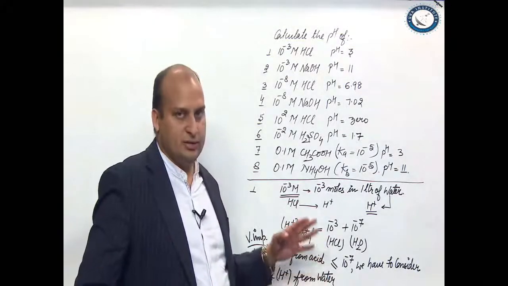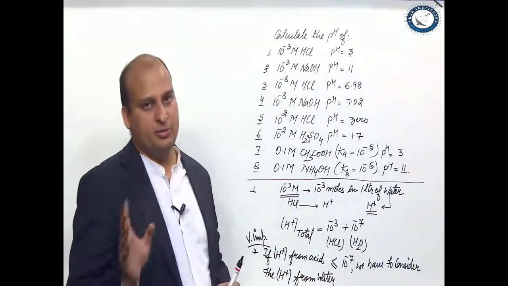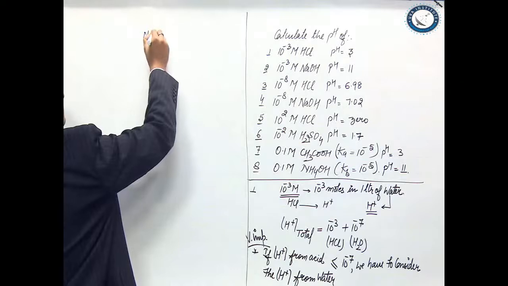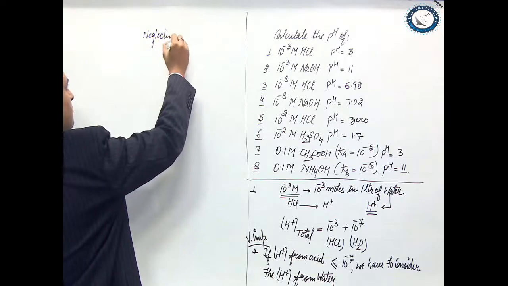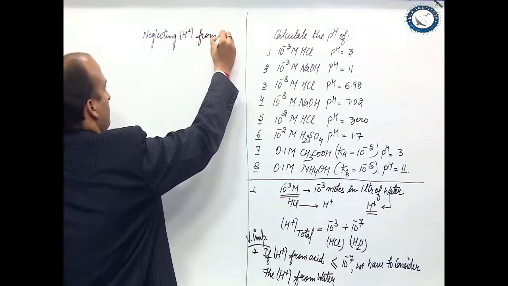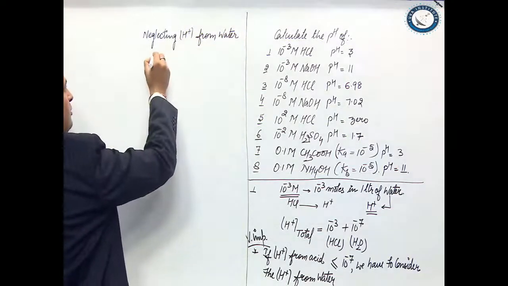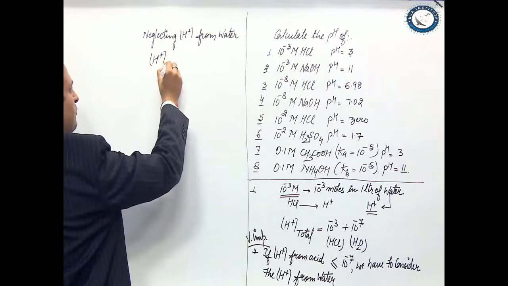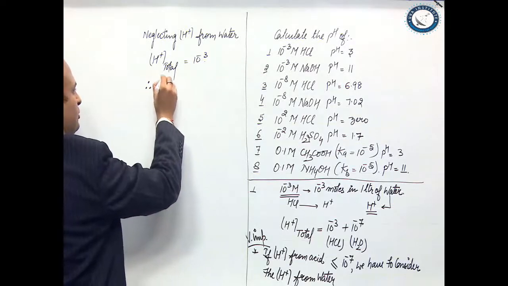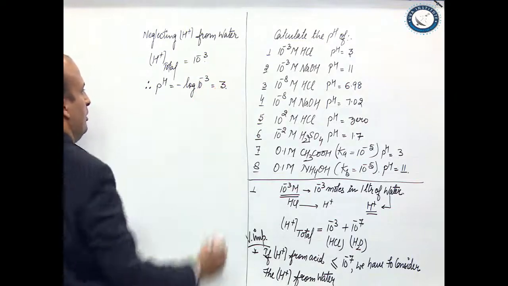In this case, it is not lesser than, it is not equal to 10 raised to power minus 7. So here in this case, we can neglect this 10 raised to power minus 7. So I am specifically writing this particular part, that neglecting the H plus concentration from water. I have to neglect this value. So the H plus concentration total will be 10 raised to power minus 3. Therefore pH is equal to 3, and this is the answer.